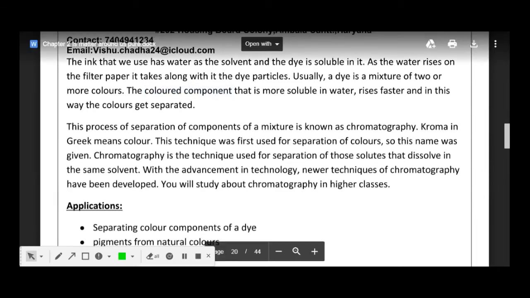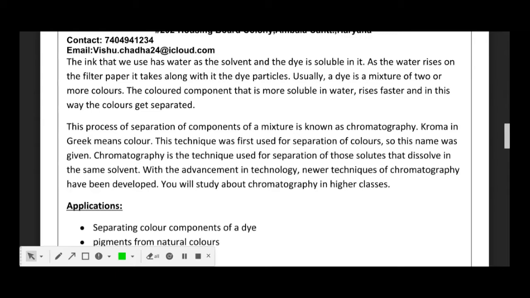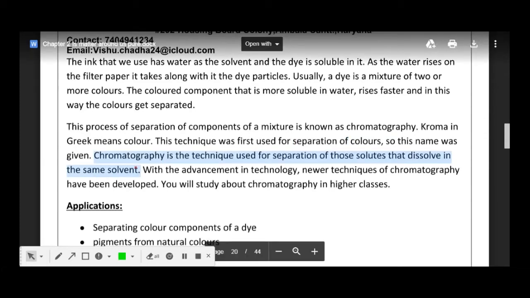So in this way ink. So this basically is known as chromatography, where chroma means color in Greek language, and this technique was used for the separation of color. So this name was known as chromatography. So this is the definition of chromatography. Chromatography is the technique used for separation of those solutes that dissolve in the same solvent.